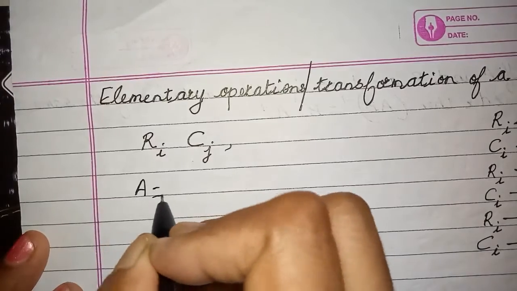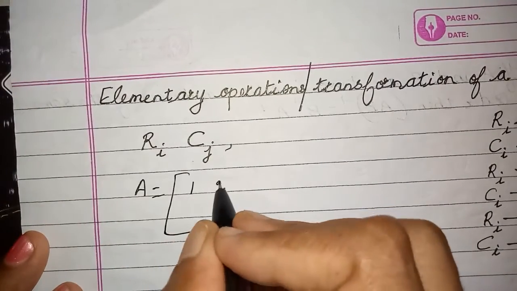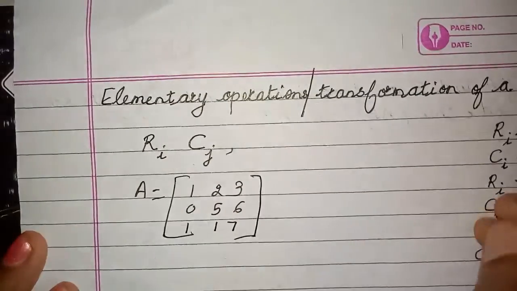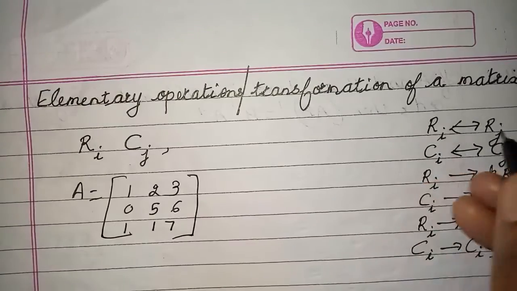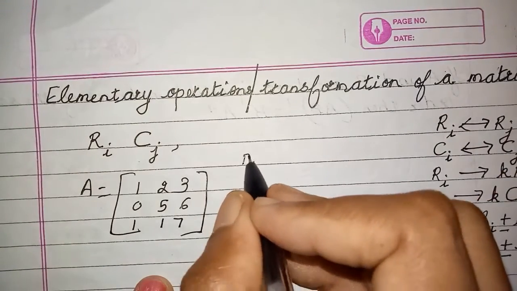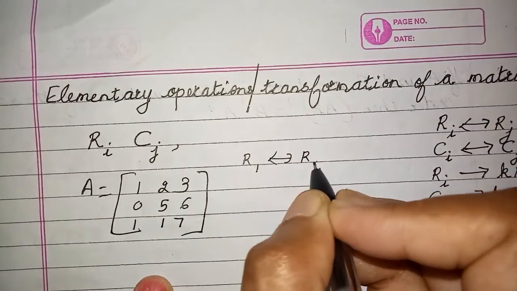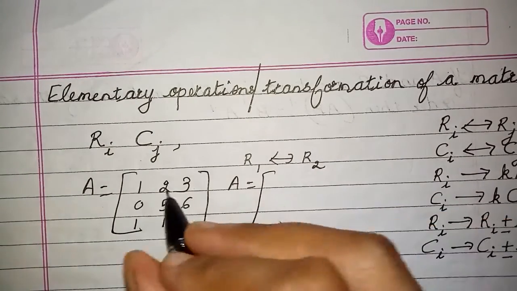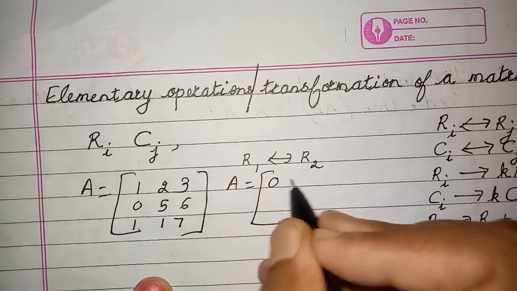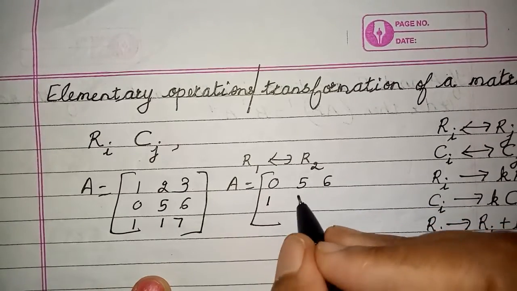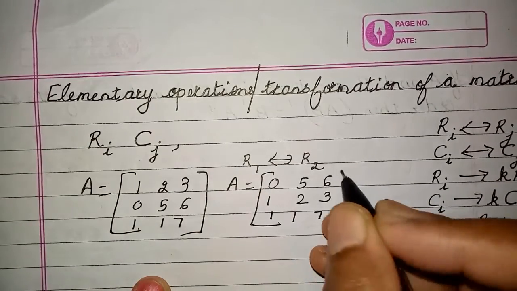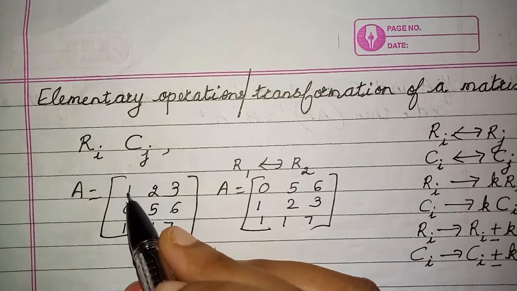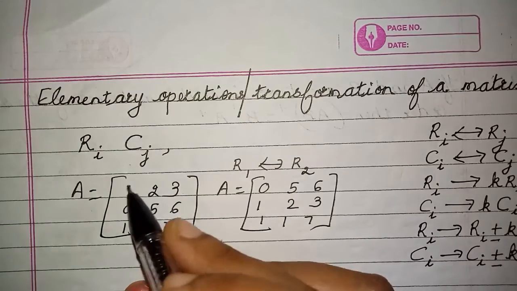Suppose I have a matrix A as 1, 2, 3, 0, 5, 6, 1, 1, 7. Here, Ri is replaced by Rj, so I can exchange row 1 and row 2. What will happen now? The new matrix will be: this is your row 1 and row 2, so it will be 0, 5, 6, 1, 2, 3, 1, 1, 7. Is that clear? Same way you can exchange two columns. That means C1 will become C2 and C2 will become C1.